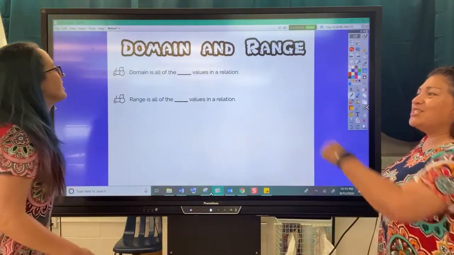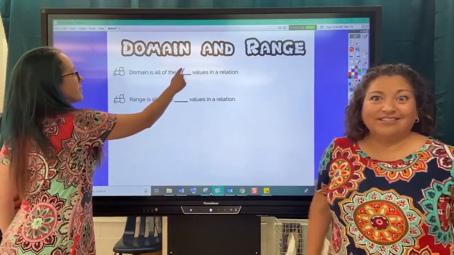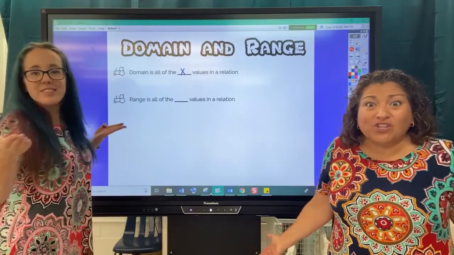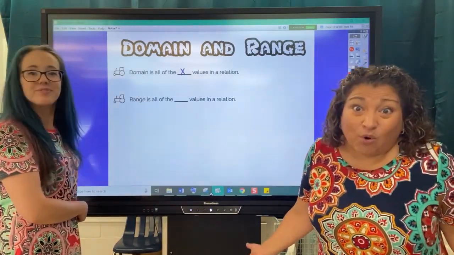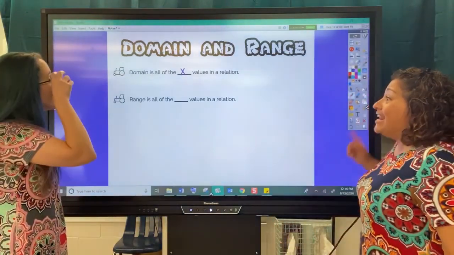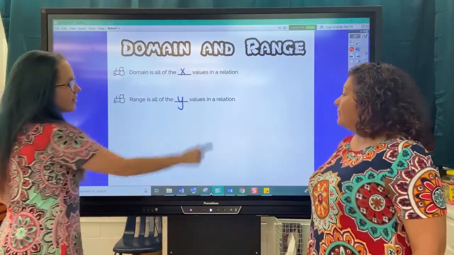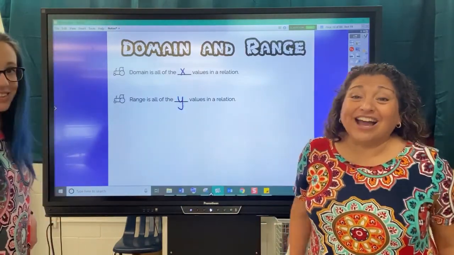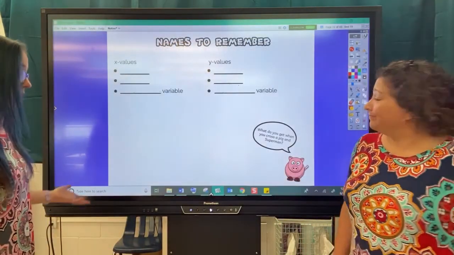So, Mrs. Benson, domain is all of the X values. Ta-da! We've already been talking about X values when we were figuring out functions, right? Exactly. So we got some more X values here. We have another name, domain. You got it. Now, range is all of the Y values. Wow, we finally gave Y a purpose. There are actually several names for these things.